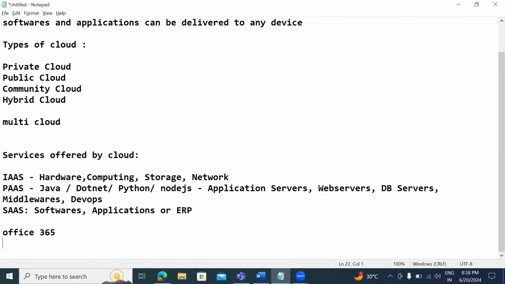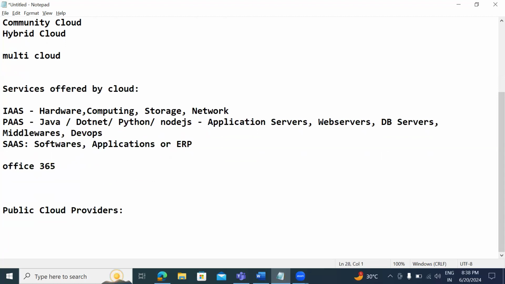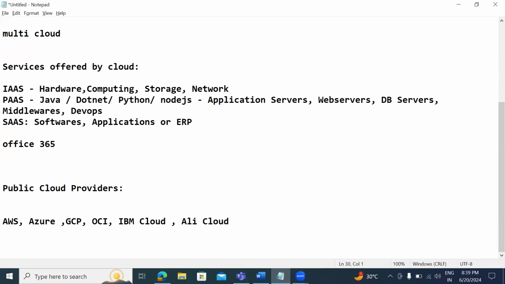Okay, so what are the main public cloud solutions we have in the market? What are the public cloud service providers? AWS, Azure, and GCP. Other than this, OCI, Oracle Cloud Infrastructure, IBM Cloud, Ali Cloud in China. There are more than 100 cloud service providers, but these are the leading providers. DigitalOcean and Rackspace are hosting companies that also provide cloud-based services. Mainly AWS, Azure, and GCP are the leaders.